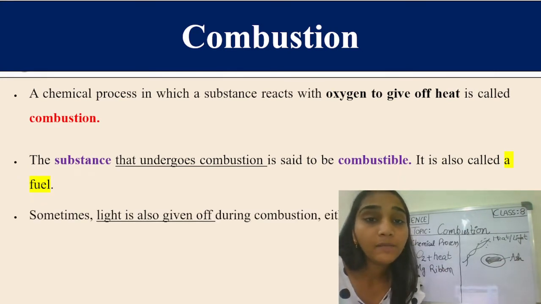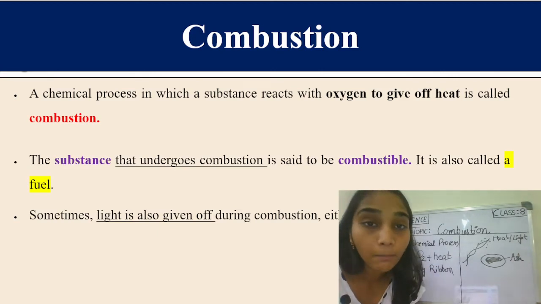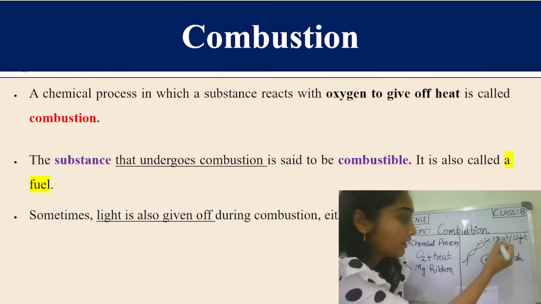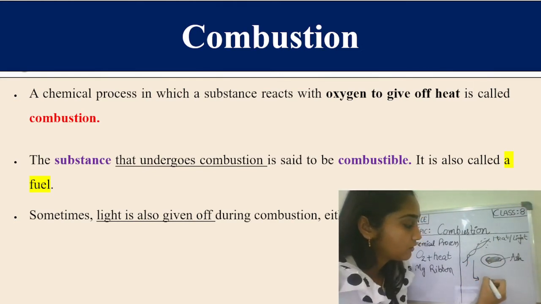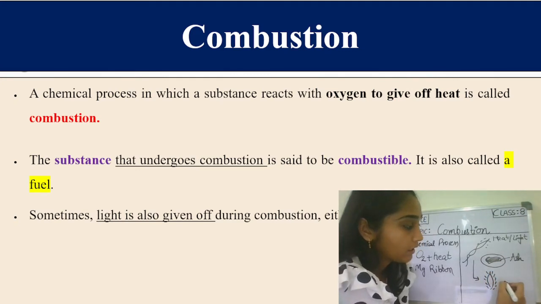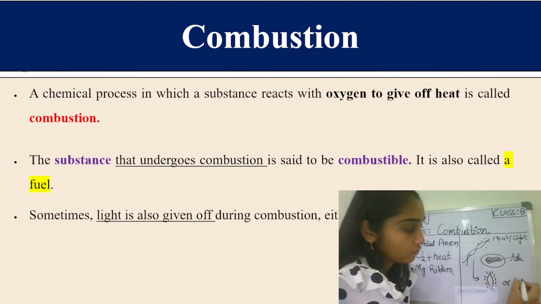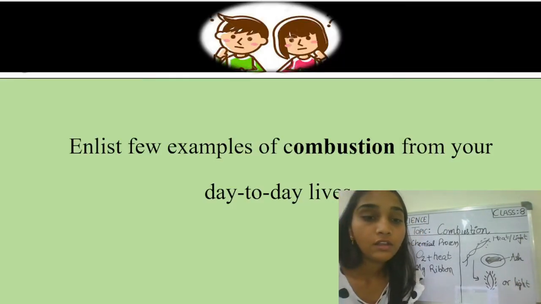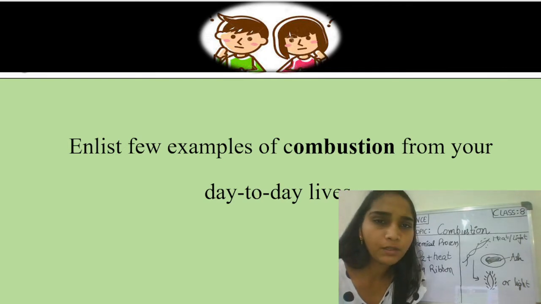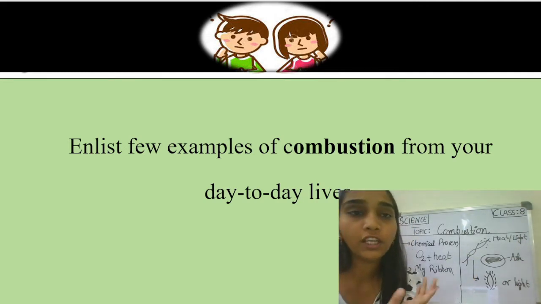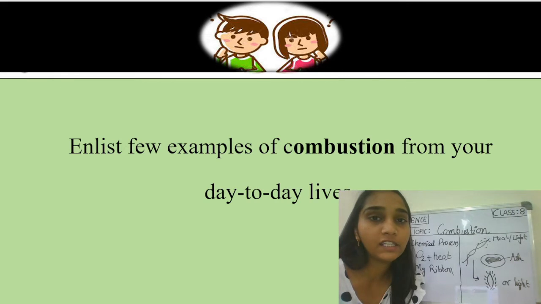And sometimes light is given off during the combustion, either as a flame or as a glow. So whenever we have heat or light, you will see that it will give us some kind of flame, or it is involved in the light process also. Yes, very good, students. Now you have to list a few more examples of combustion from your day-to-day lives. As one, we have seen the burning of magnesium ribbon. Now you have to think of some process and mention it in the comment section.